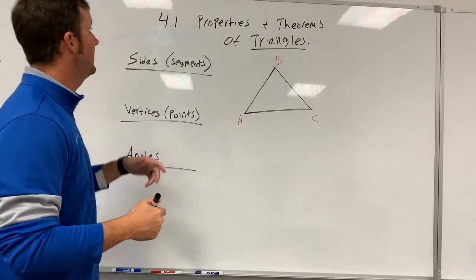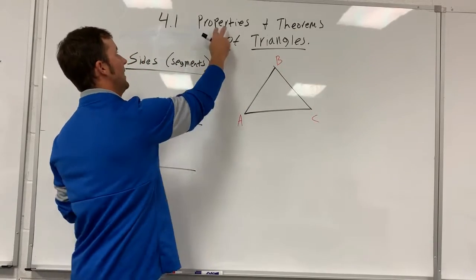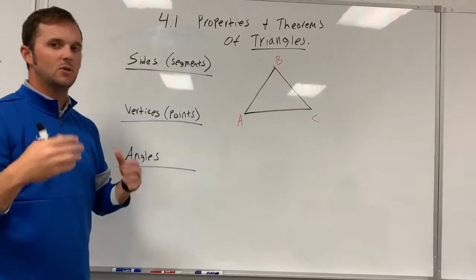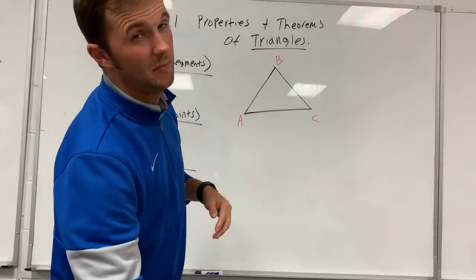So the first thing that we're looking at is properties and theorems of triangles. And the first thing we're going to look at is just the properties. So let's go ahead and look. First, on your paper, you have a definition. Obviously, it's going to be a polygon.